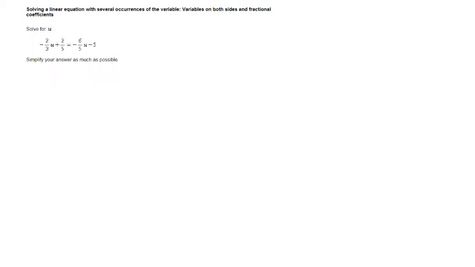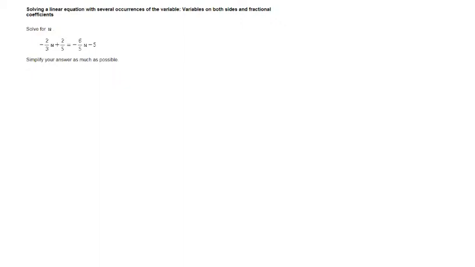In order to learn math, it helps to do the math, so I recommend that as I'm doing this, you pause the video and try the next step before I work it out. And then when you're done, you can check your work against what I've done. So this topic says solving a linear equation with several occurrences of the variables on both sides, and fractional coefficients.